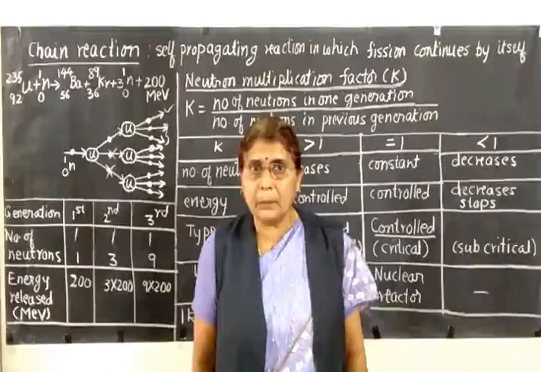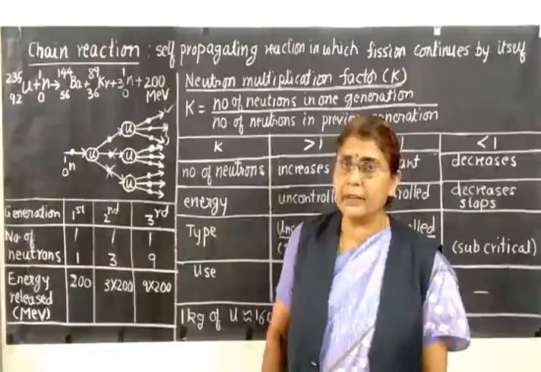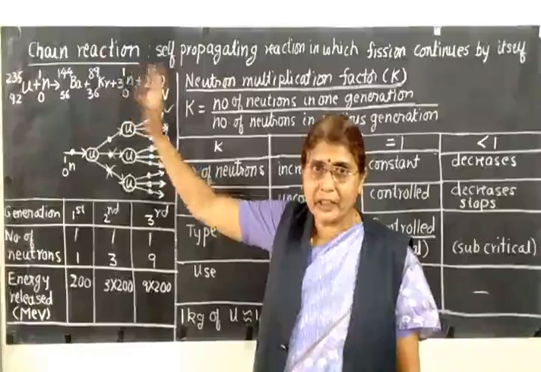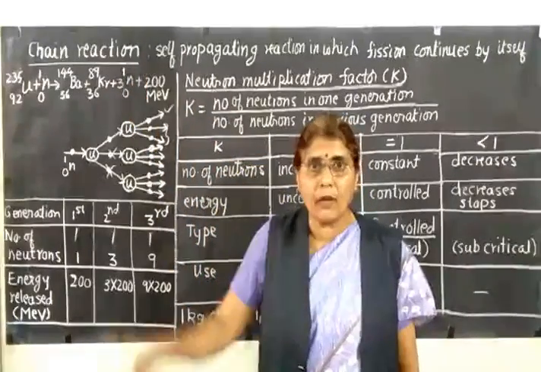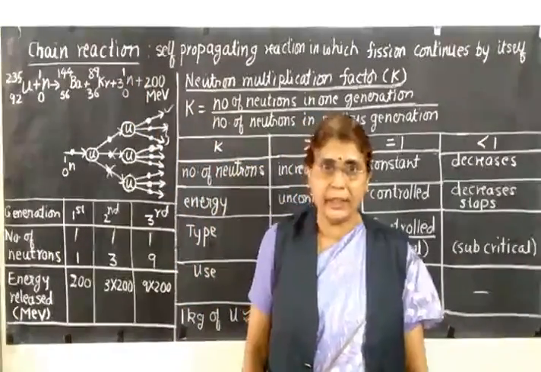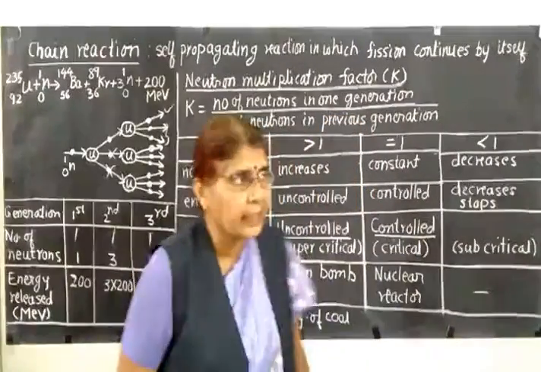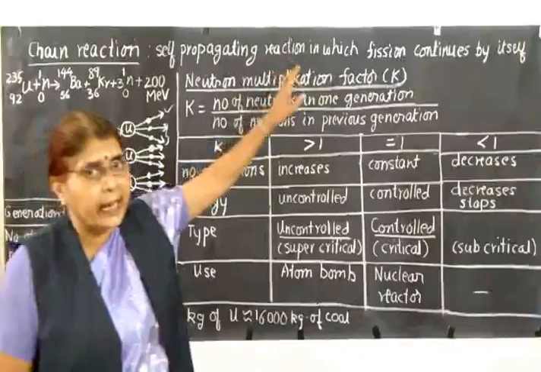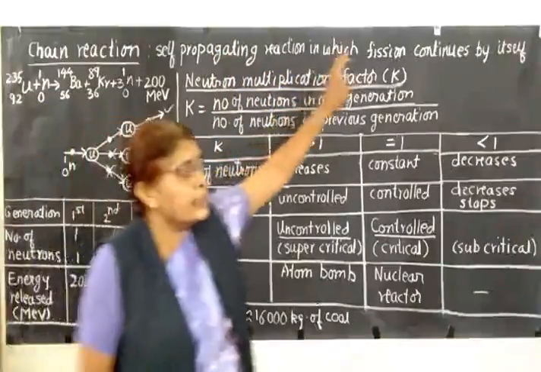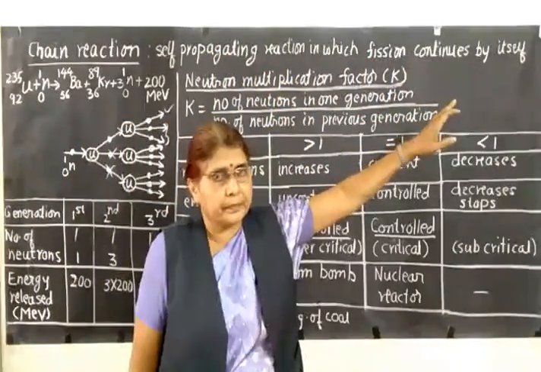So let us revise the points we have done now. First point we have defined is what is a chain reaction. Chain reaction means it is a chain of a number of fission reactions. What is the actual definition? It continues by itself. So it is called what reaction? It is a self-propagating reaction in which the fission continues by itself.